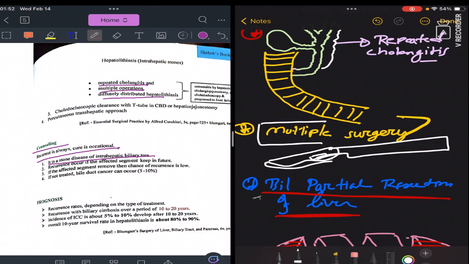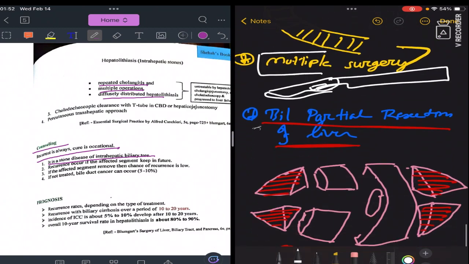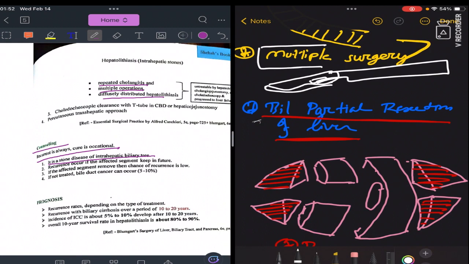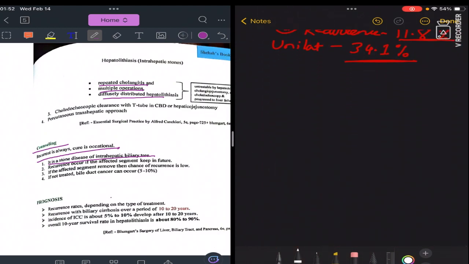Okay, then diffusely distributed hepatolithiasis. So hepatolithiasis is diffusely distributed. Diffusely distributed hepatolithiasis, we can go for surgery. Choledochoscopy clearance of T-tube in CBD and hepatojejunostomy. Okay.